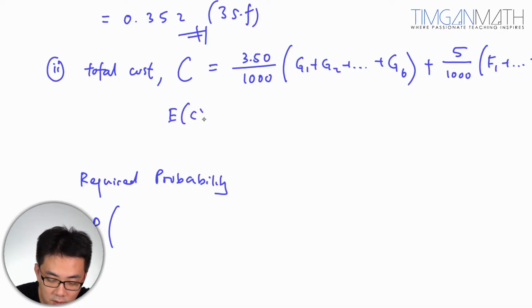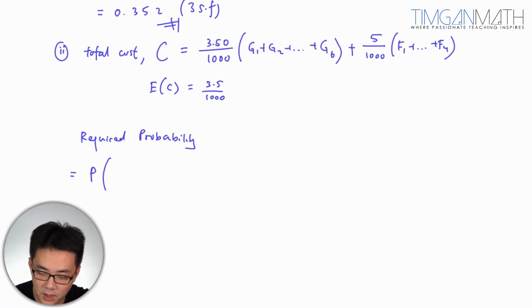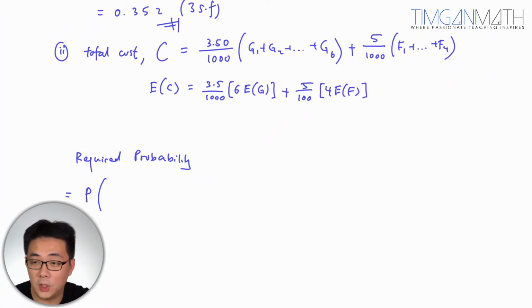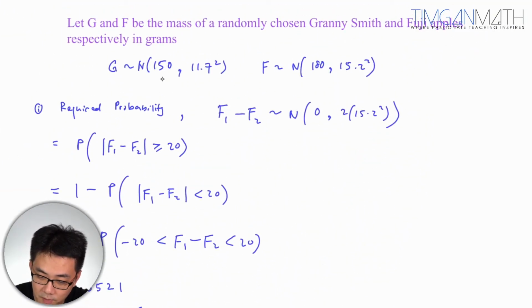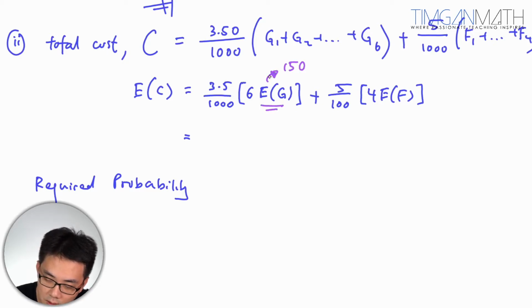Alright, so what you're going to do next is actually find the expectation. The expectation of C is pretty straightforward. It's just 3.5 over 1000 times 6 EG, right, plus 5 over 1000 times 4 EF. So for the total cost, EG here is actually 150, and the expectation of F, the mean, is 180.